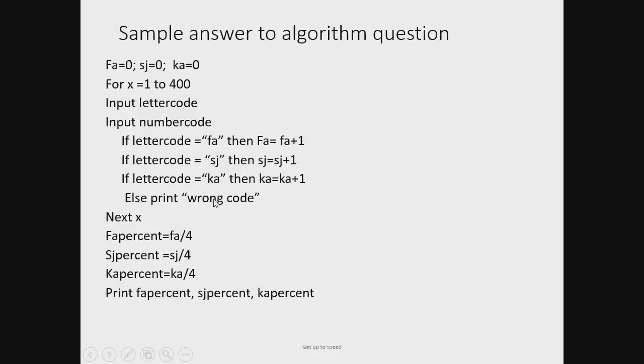If I enter any code that is not either FA, SJ, or KA, if I enter any code that is not any of these codes, then the program will print wrong code. At the end, it will calculate the percentage and print at the end. I want you to study this algorithm very well.